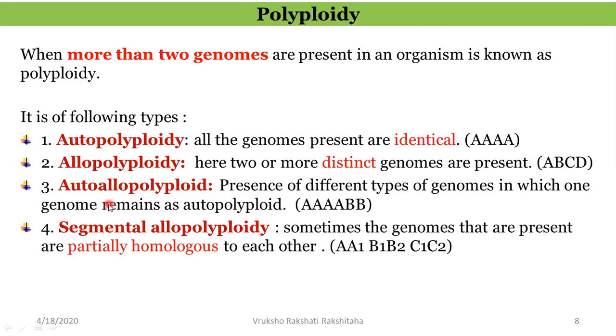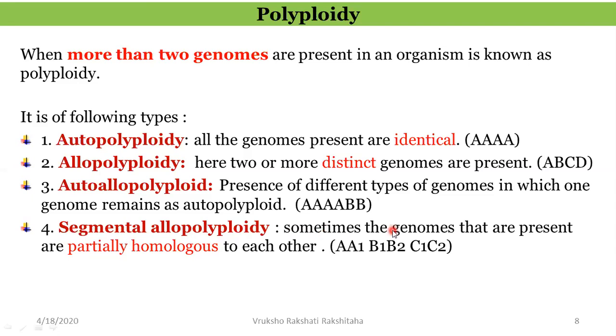The third one is autoallopolyploidy. Here, there is a presence of different types of genomes in which one genome always remains as an autopolyploid. You can see there are 4 copies of the A genome. That is, it is autopolyploid by the presence of 4 copies of the A genome. And because there are 2 copies of the B genome also, it becomes an allopolyploid.